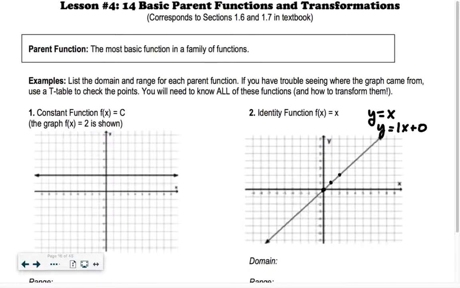Okay, so the function y equals x is called the identity function. Let's think about why it's called an identity function. Every single point, so if I plug in 10, what do I get for y? 10. Okay, so every point on the line, its output is the same as what its input was. So it's the same, identity.